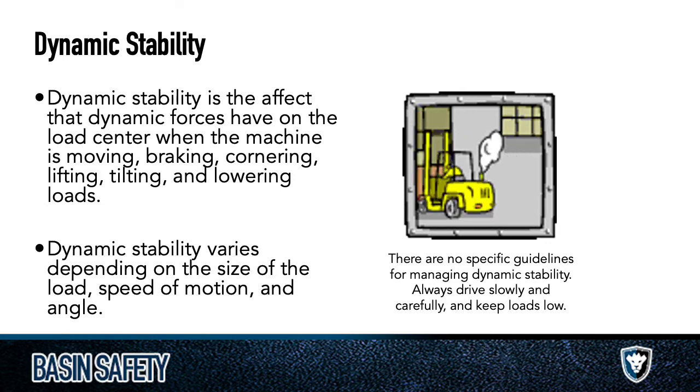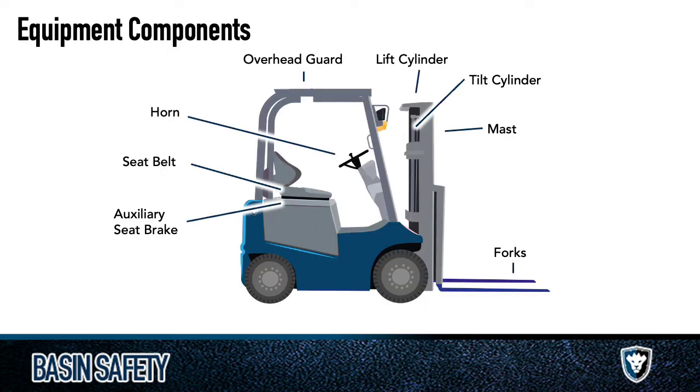Just maybe not. Equipment components for a forklift, pretty straightforward. You have the forks starting there. Then you have the mast, which supports the forks. The tilt cylinder allows it to tilt forward and backward. You have your lift cylinder, up and down. You have an overhead guard, also called a rollover protection device. But in a forklift, it isn't so much about rolling over as it is if things were to fall, that would protect them from hitting you. You have your horn, which needs to work, seatbelt that needs to work, and auxiliary seat brake.